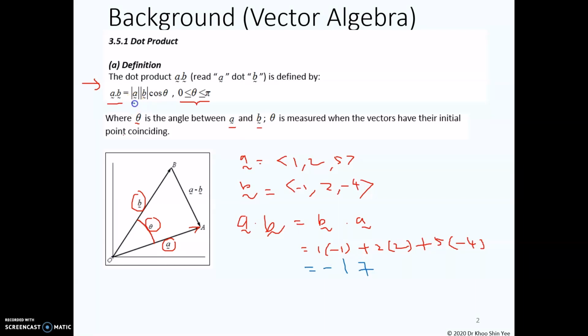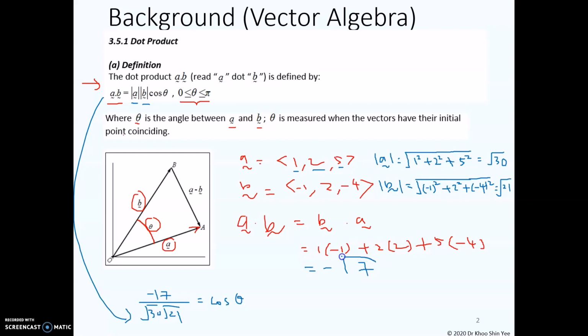We continue to find the magnitude for the A vector and the magnitude for the B vector here. They can be found by using this formula. Take the square root of the magnitude in x squared plus magnitude in y squared plus magnitude in z squared. Then you obtain this answer. Repeat the same procedure to obtain the magnitude for vector B.